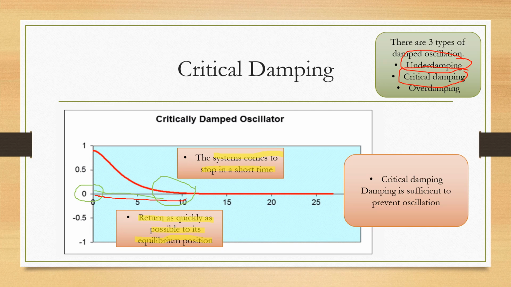The next keyword for critical damping is that damping is sufficient to prevent oscillation. You know what oscillation is? Oscillation is to and fro motion. You realize in this graph that there is no to and fro motion. Let's move on to the next one, which is over damping.